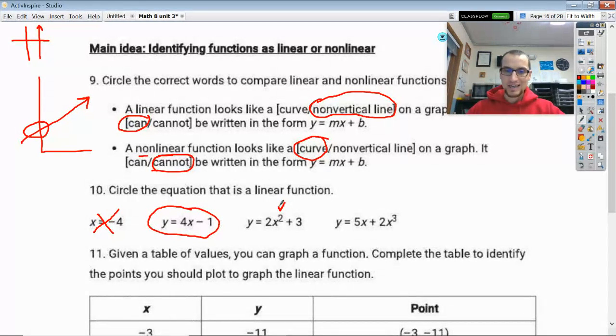This one is not. It has an exponent. So that one's not going to be a linear function. And this one also has an exponent, so it's not going to be a linear function. Nope and nope.